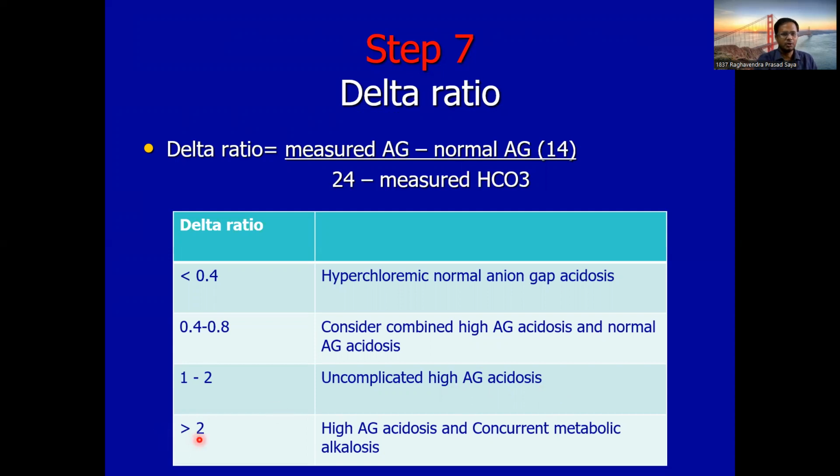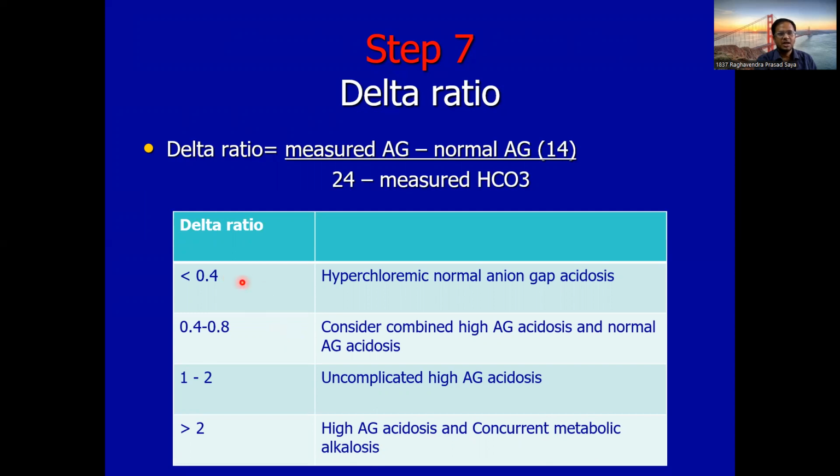If it is more than 2, it is more than 2. Why this more than 2 occurs is because the denominator has decreased. Why this denominator has decreased is because the measured bicarbonate has increased. So this difference has decreased. Why this measured bicarbonate has increased is because of the additional metabolic alkalosis. So it gives high anion gap metabolic acidosis and concurrent metabolic alkalosis.